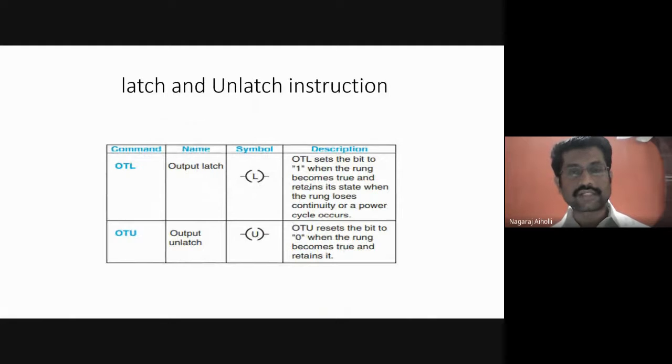Let us look at a few of the instructions here. One is the OTL instruction, output latch.